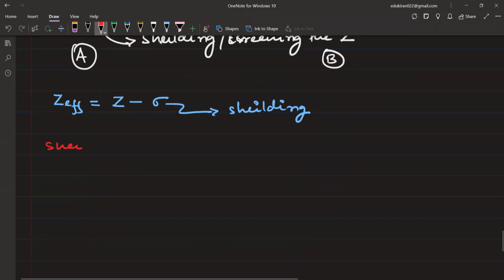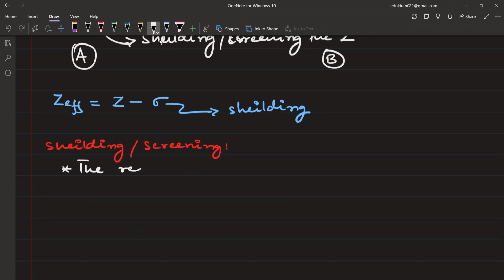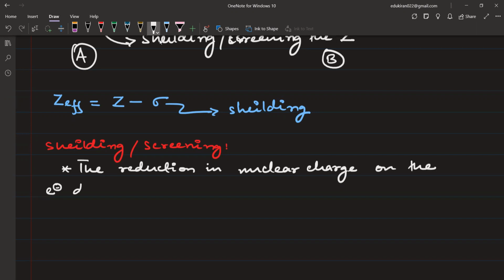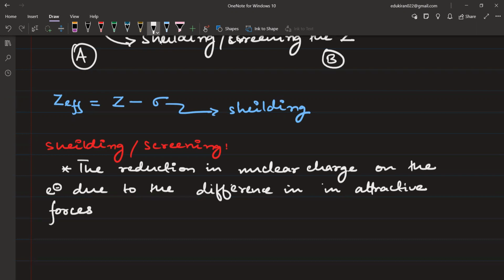Shielding or screening: the reduction in nuclear charge on the electron due to the difference in attractive forces on the electrons of an atom. So that is the reduction.